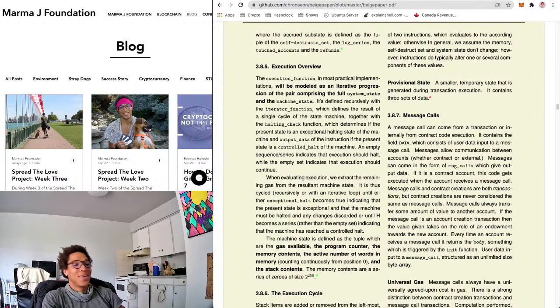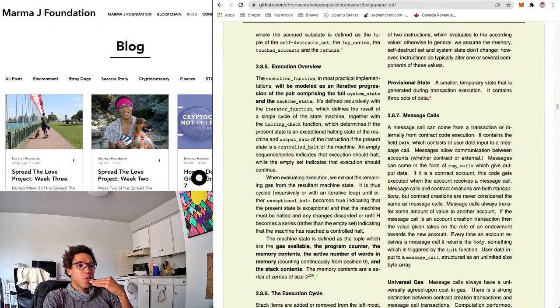It's helpful, but an empty sequence or series indicates that execution should halt, while the empty set indicates that execution should continue. So if you have an empty sequence or series, execution should halt. But if you have an empty set, execution should continue. Okay. So I guess the set should always be empty, but there should be some sets there, and they should continue.